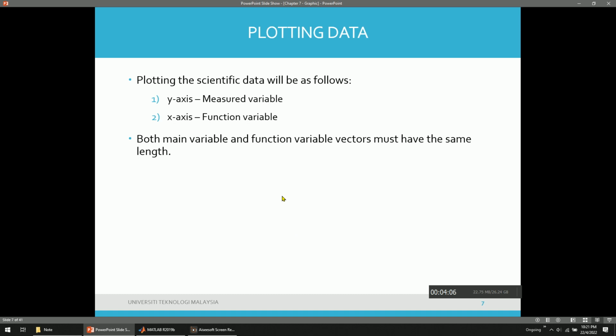Plotting data: of course, you have the y-axis, the measured variable, and the x-axis, the function variable. I think this one you also already know. Both the measured variable and function variable vectors must have the same length. This is important when you plot. When you plot, the x and y data need to be the same length. If y is 1 by 10, x also needs to be 1 by 10. If not, you cannot plot the data, it will be an error.